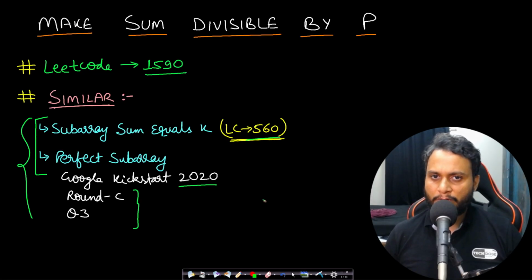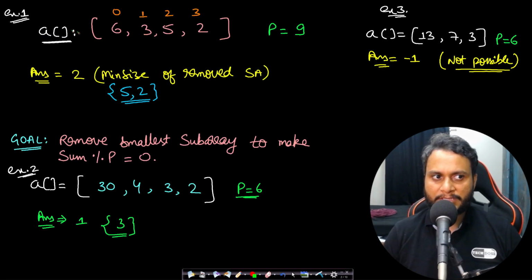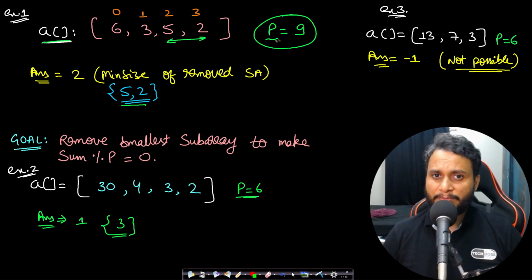Okay, let's now look at an example for better understanding. Let's say that our given array is 6, 3, 5, 2. In this case, if our p value is equal to 9, that means the divisor is 9, then what will be the minimum size subarray you remove, so that the rest of the array will have sum divisible by p? In this case, the answer is 2, because you cannot remove any subarray smaller than size 2, so that you make the rest of the array sum divisible by p.